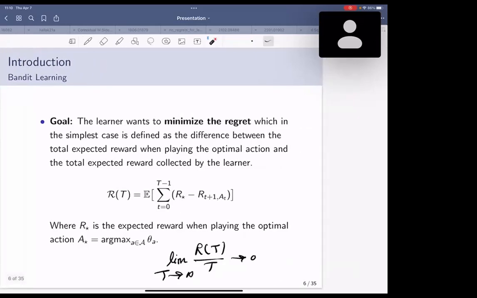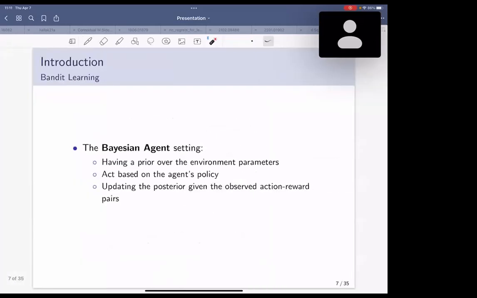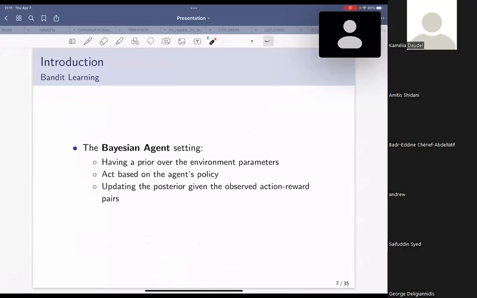Information about the environment. But in the Bayesian setting, when we have a Bayesian agent, the agent assumes that there is a prior over the environment parameters. For example, if the environment is putting Bernoulli distributions for the reward functions, the agent is assuming that the parameters of that Bernoulli are coming from a beta distribution, which is the conjugate prior for the Bernoulli. And then the agent chooses its policy, acts based on that policy, and after receiving the rewards for that action, it can update its posterior based on the observed action-reward pair. This is what we call the Bayesian agent.